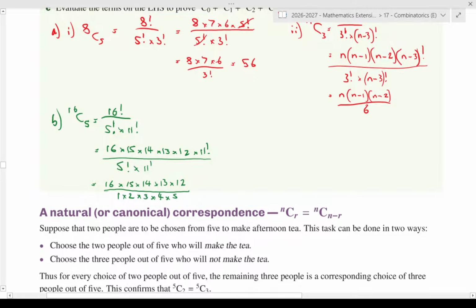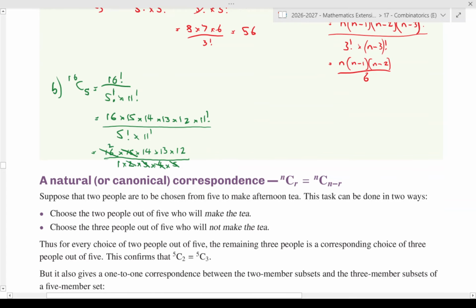So if I take the 3 and the 5, or was I going to take the 3 and the 4? No, I'll take the 3 and the 5. 3 and the 5 will give us 15, we'll get rid of that. And the 4 and the 2 gives us 8, so that becomes a 2. So I've simplified those two things, and it gives me 2 times 14 times 13 times 12.